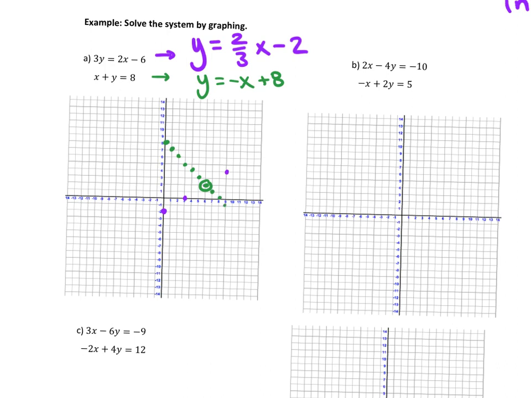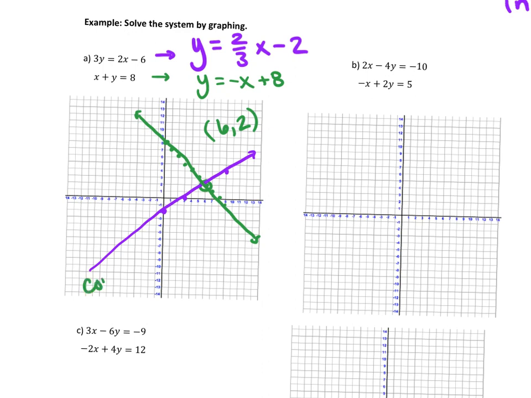So I graph those lines, I get here and here. And the solution set here is the point where they intersect. In this case, the x-coordinate is 6. The y-coordinate is 2. So 6, 2 is the solution set here.